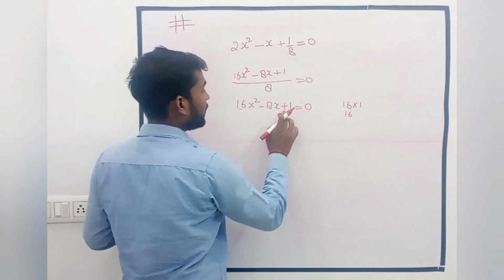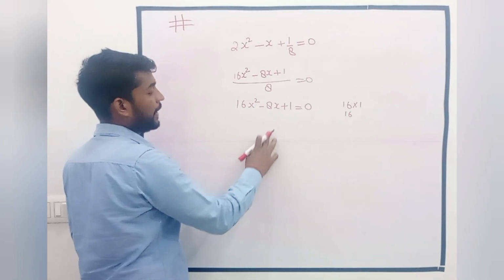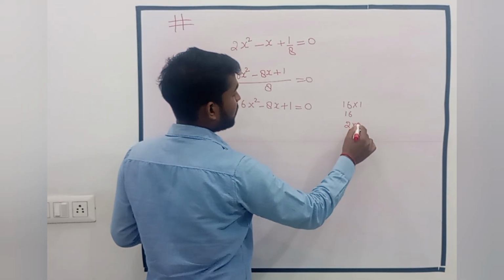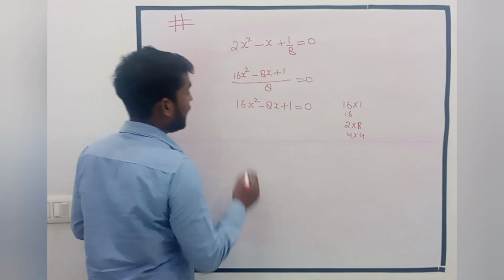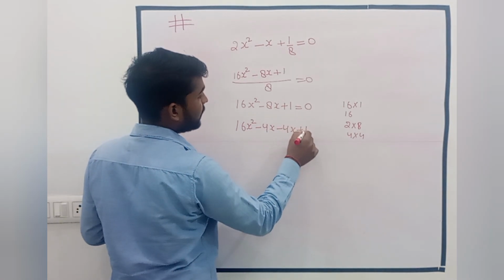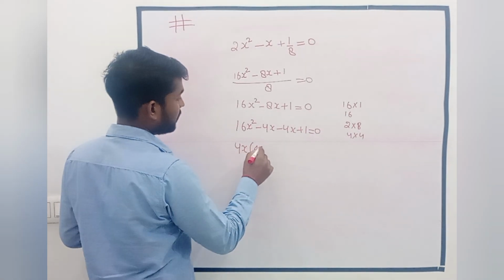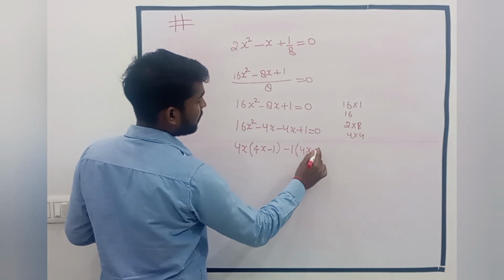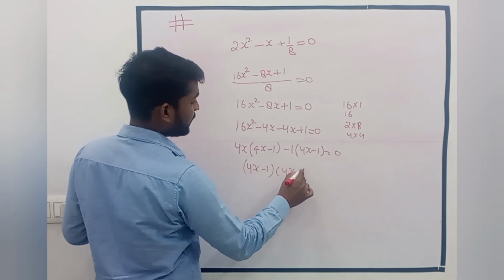We factor 16 in such a way that the sum is 8, so we can do 4 plus 4. Now we can write 16x square minus 8x plus 1 equal to 0, and we take 4x common, and we take minus 1, so this is 4x minus 1, and again 4x minus 1.